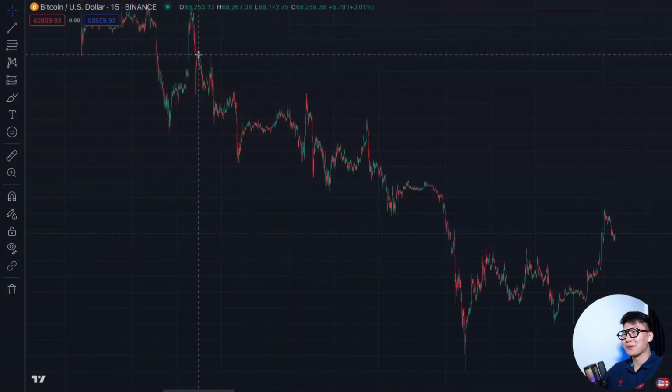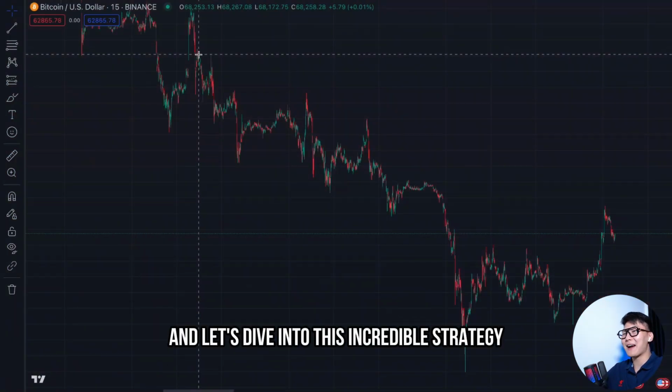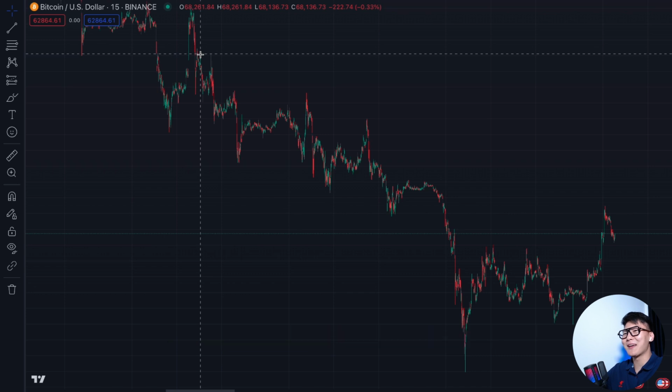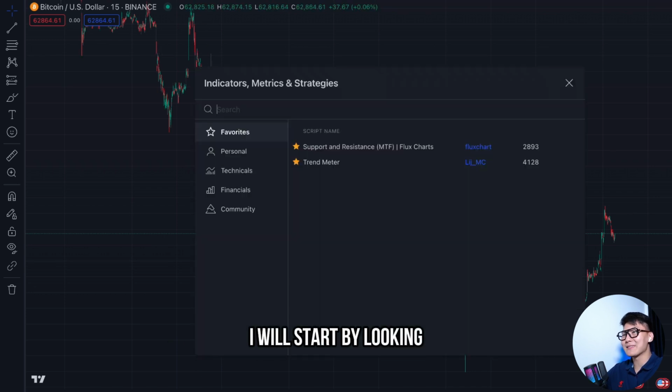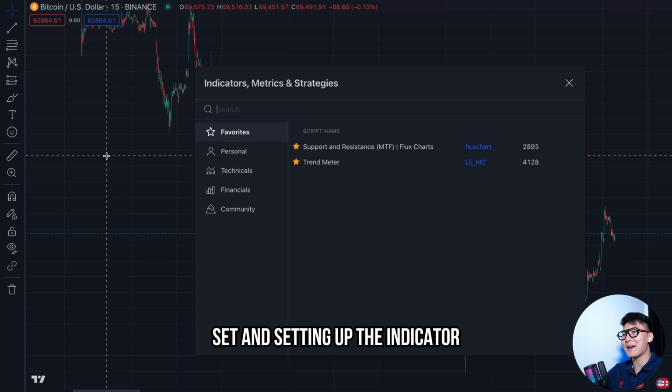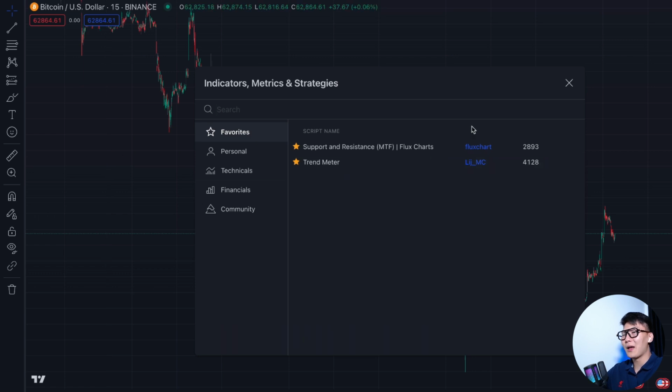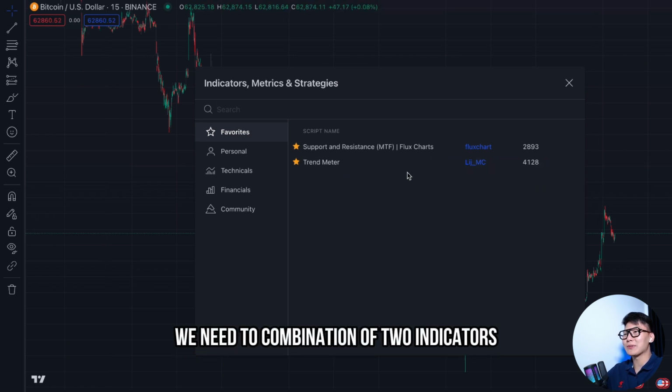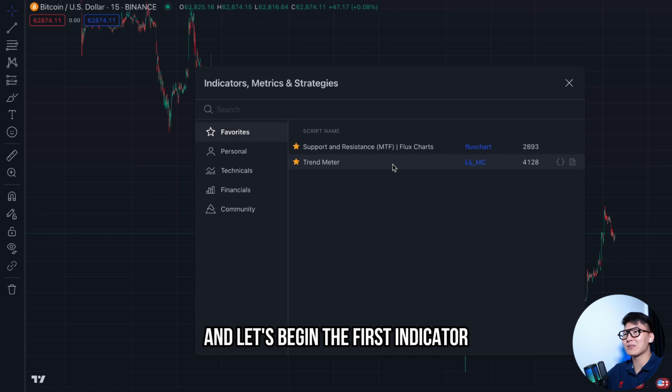So guys, I'm already on TradingView and let's dive into this incredible strategy. I will start by looking at and setting up the indicator. We need a combination of two indicators, and let's begin with the first indicator.